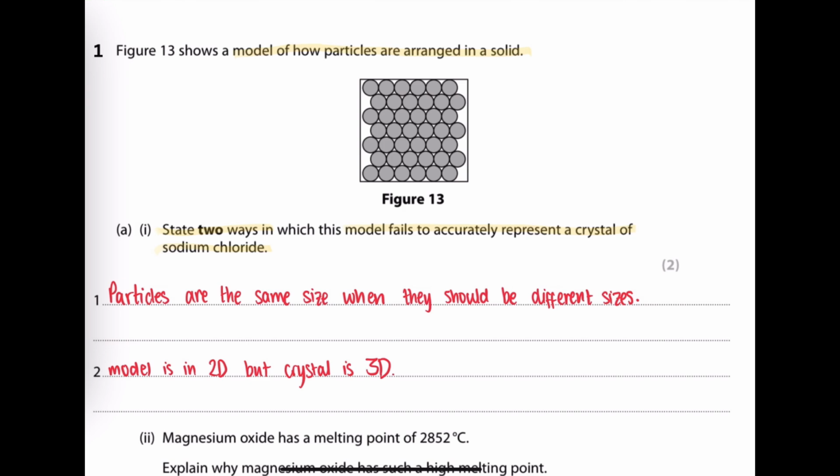So if we look at the figure, we can directly see that even though there are 2 different elements, sodium and chloride, first of all, they're all in the same color and all the same size. That is the first limitation. We can say particles are the same size when they should be different sizes. We also know that everything that we see is in 3D. There's nothing that is in 2D because this is a real life object. So we can say that this model is represented in 2D. However, in real life, a crystal is in 3D.